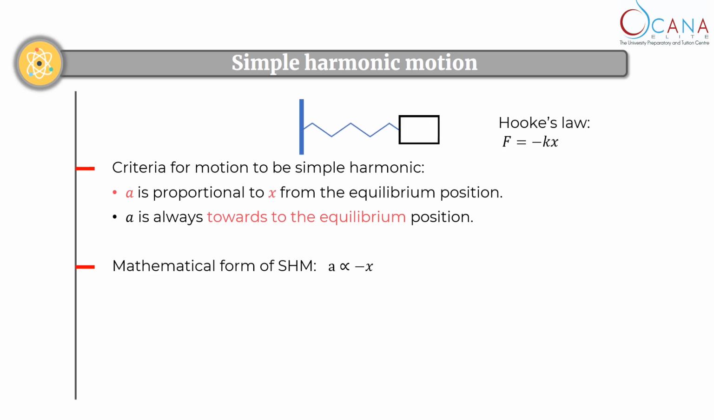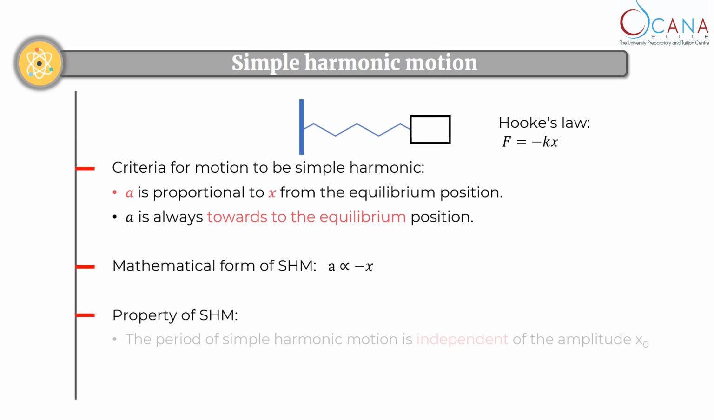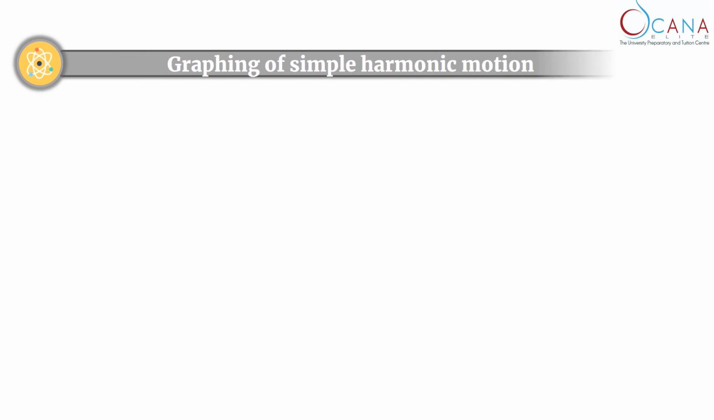One last thing about SHM is its property. One feature of SHM is that the period is independent of the amplitude. That means no matter what the starting position of the mass is, it will still take the same time to finish a cycle. Then we need to learn the graphs of simple harmonic motion.